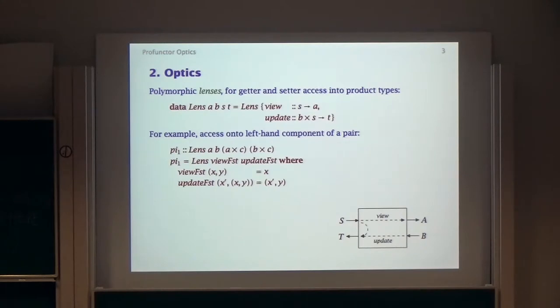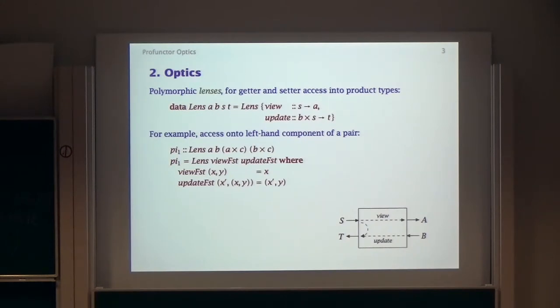Now those two functions are called view and update. So if my pair is a type S, I can get the A, the view, with my view function, and then I can turn it into a B and stick it back, and I'll get a new composite structure T out of it. So I express that here in a record in Haskell. This lens record type has two fields called view and update, and they're both functions. So a lens in this Haskell data type is just a pair of functions, the view function and the update function.